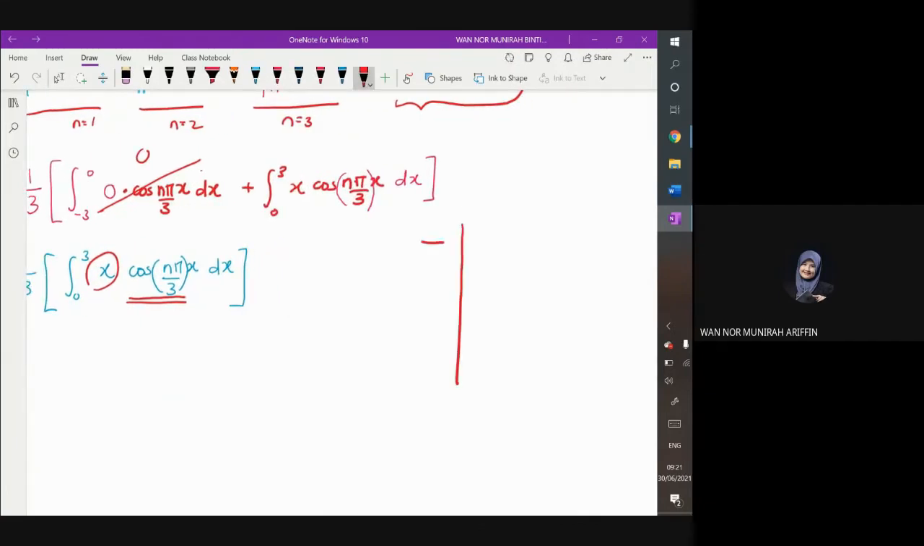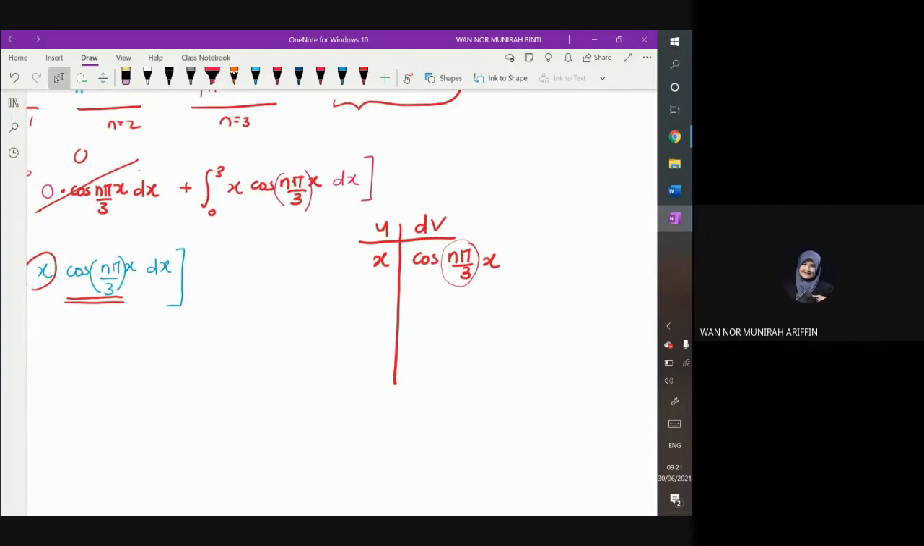So apply the tabular method here, with plus, u and dv: x and cos(n pi over 3 x). I like to set it up like that so that I don't get confused whenever I integrate. When we integrate, we will bring the constant downward. Differentiating x gives us 1. Integrating cosine gives positive sine, so cosine of n pi over 3 x becomes sine of n pi over 3 x.